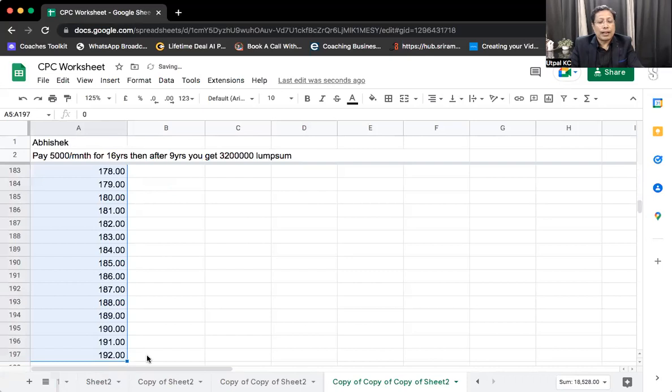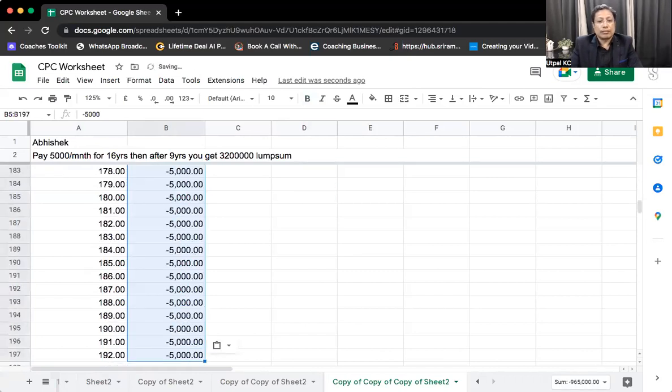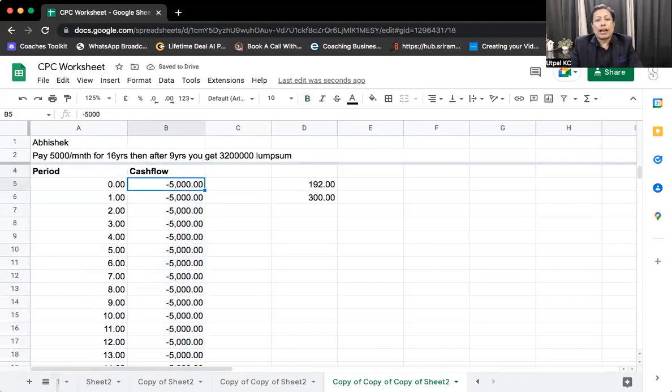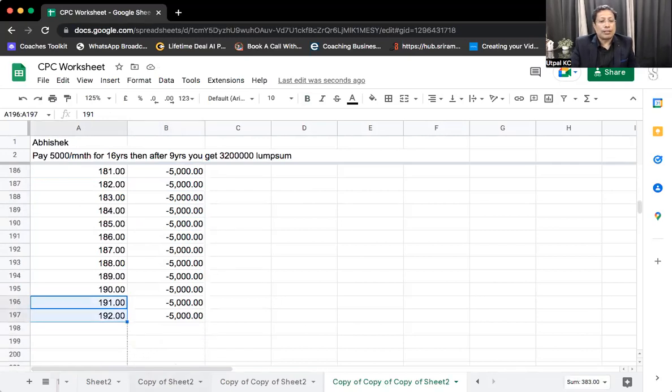So till here, month 192, you are paying 5,000 per month. So minus 5,000, and after that, minus 5,000. Then till 300, you get 32 lakhs after 300.